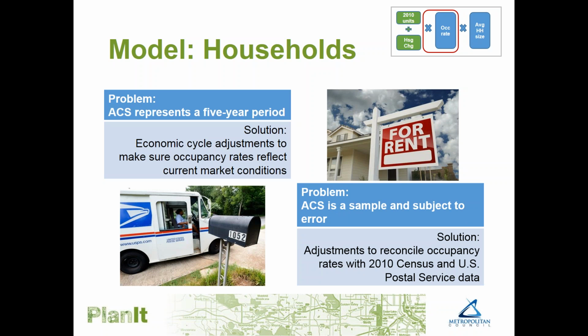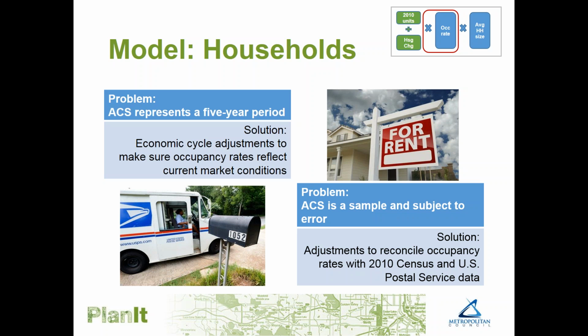And the second shortcoming is that the ACS occupancy rates are based on a sample of about 2% of housing units in the region each year. That means that they're subject to sampling error, especially in smaller communities. The occupancy rate coming from the ACS is our best guess based on the sample, but the actual occupancy rate could be higher or lower than that. So consequently, we adjust them to be more consistent with other data sources that aren't as detailed as the ACS, but that do include all housing units.